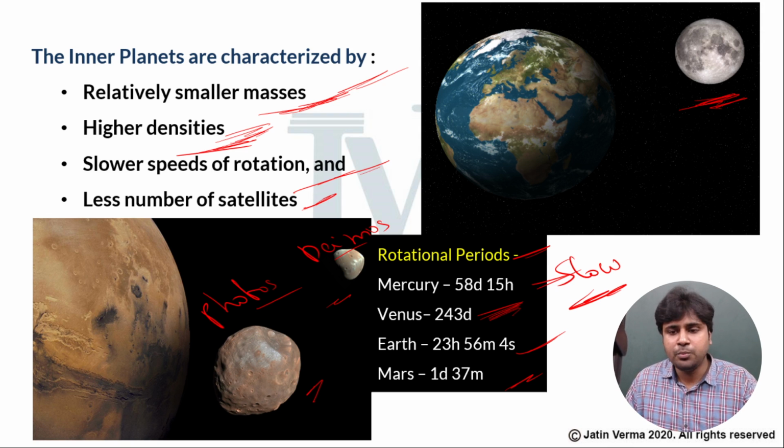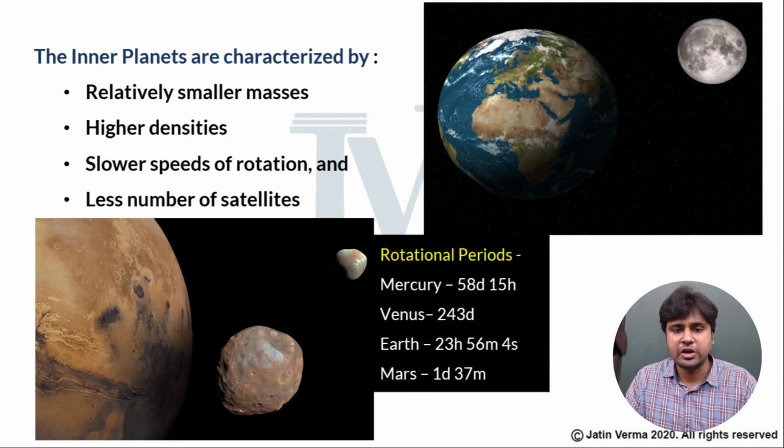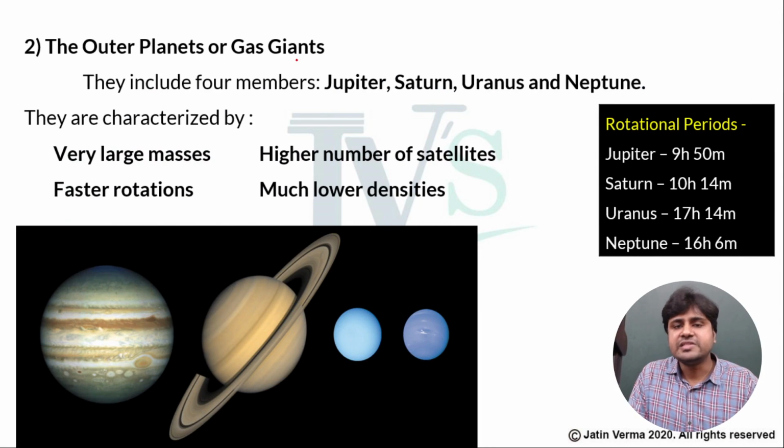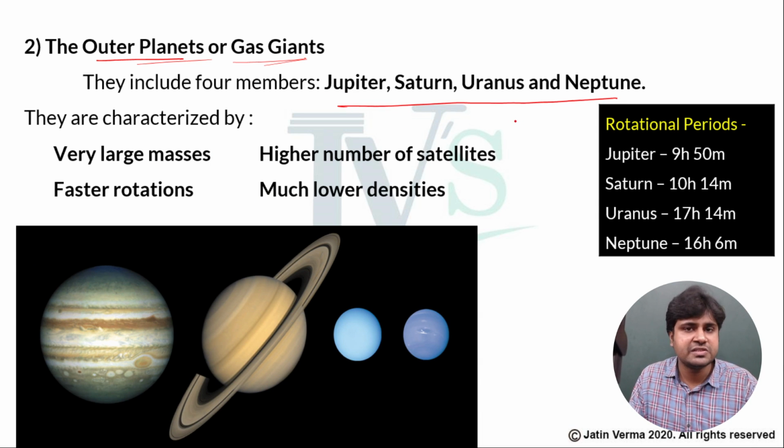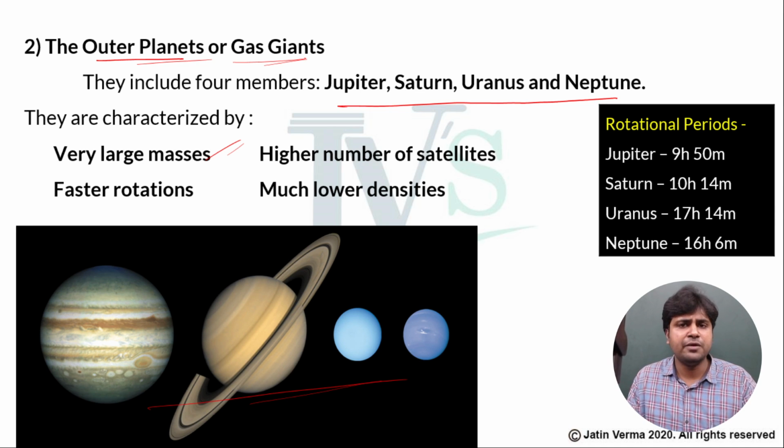Okay, so this concept will be more clear to you when we discuss the gas giants. So let me just go to that now. The second group is outer planets or gas giants. So they include four members: Jupiter, Saturn, Uranus, and Neptune. Now, what are the characteristics of these gas giants? First, they have very large masses. So these four planets are very, very large compared to the four terrestrial planets, Mercury, Venus, Earth, and Mars. Clear? So they have very large masses.